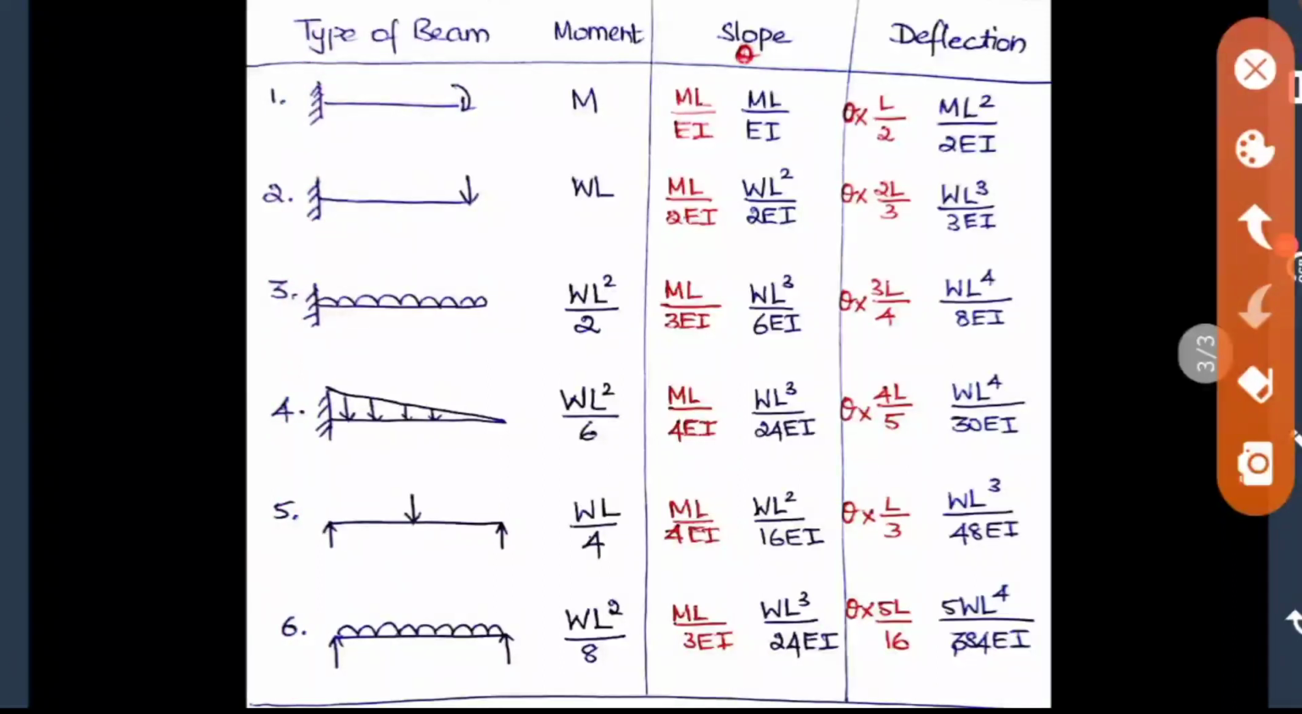The first one is the fixed beam with the moment at the free end, and the next one is the cantilever beam with the load at the free end. For this I have calculated the moment here, so that also you will be seeing now.